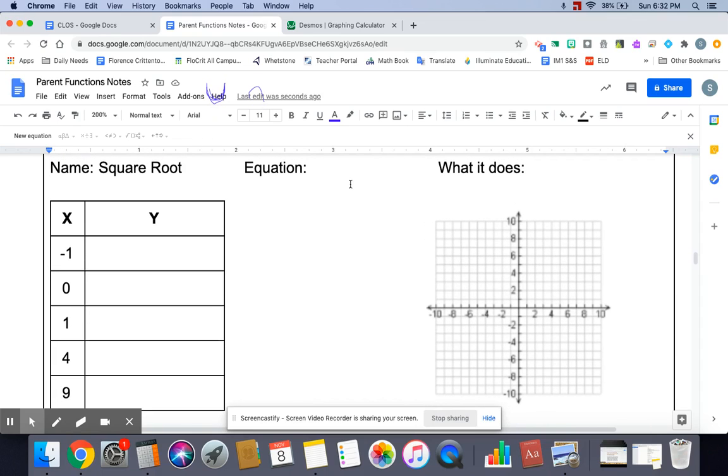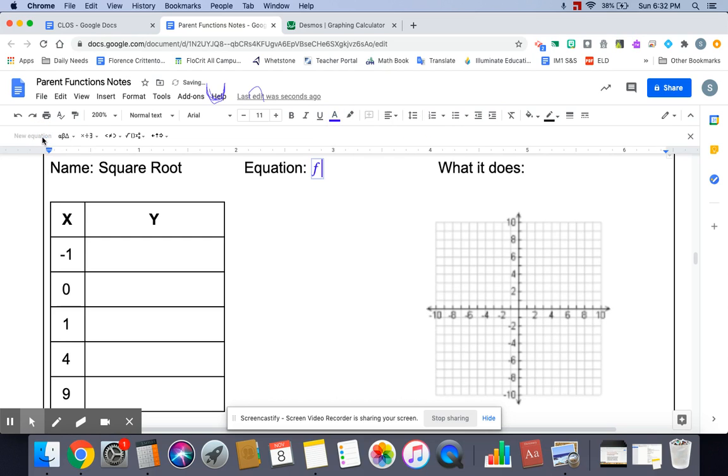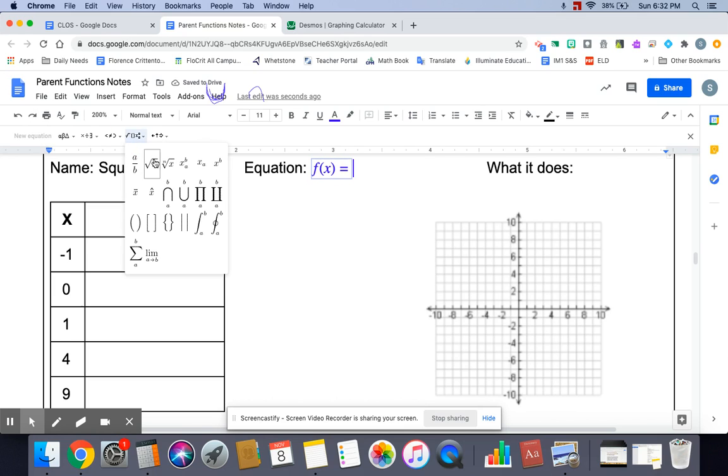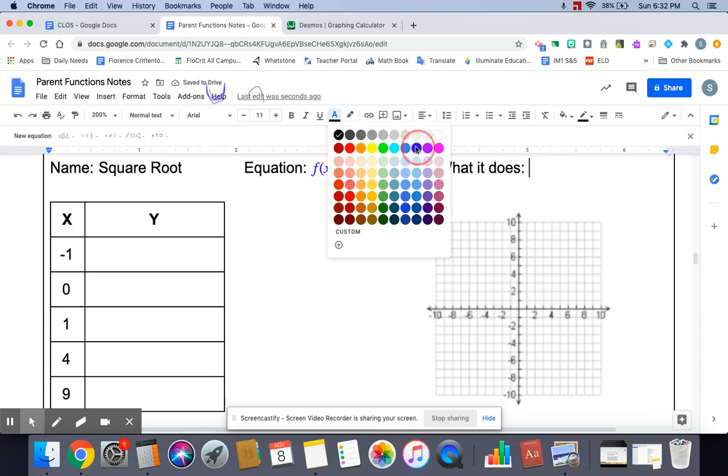The next one's the square root family. So the square root family has a square root in it. So the most basic one is when the equation equals the square root of x. So remember, square root basically undoes x squared.